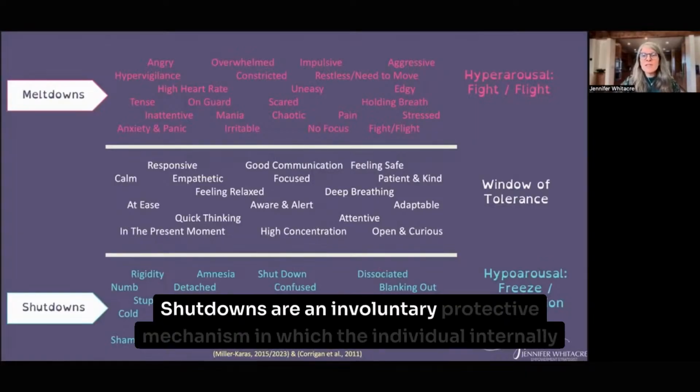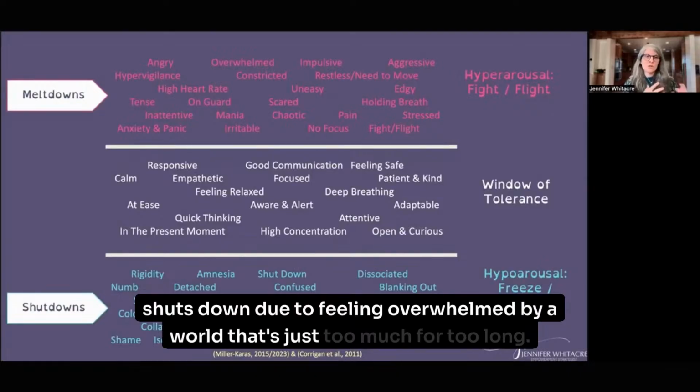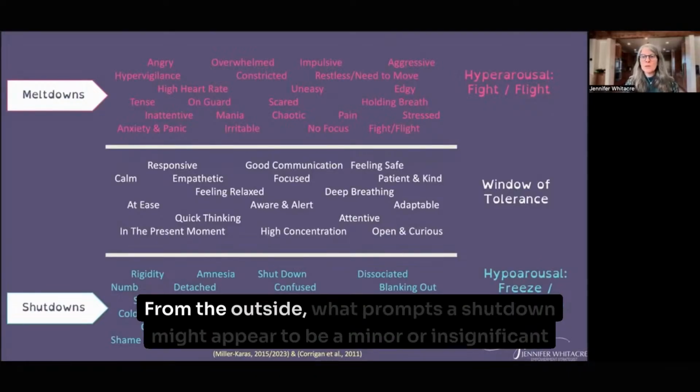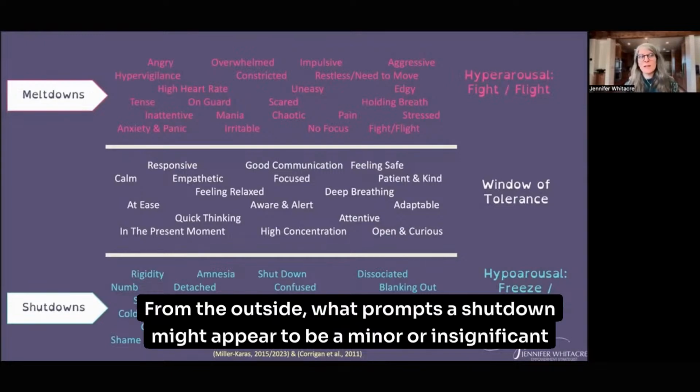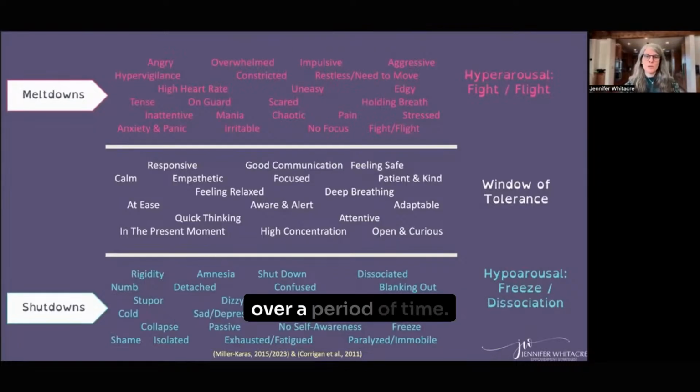Shutdowns are an involuntary protective mechanism in which the individual internally shuts down due to feeling overwhelmed by a world that's just too much for too long. From the outside, what prompts a shutdown might appear to be a minor or insignificant incident, but it's actually the culmination of stress that has quietly built up over a period of time.